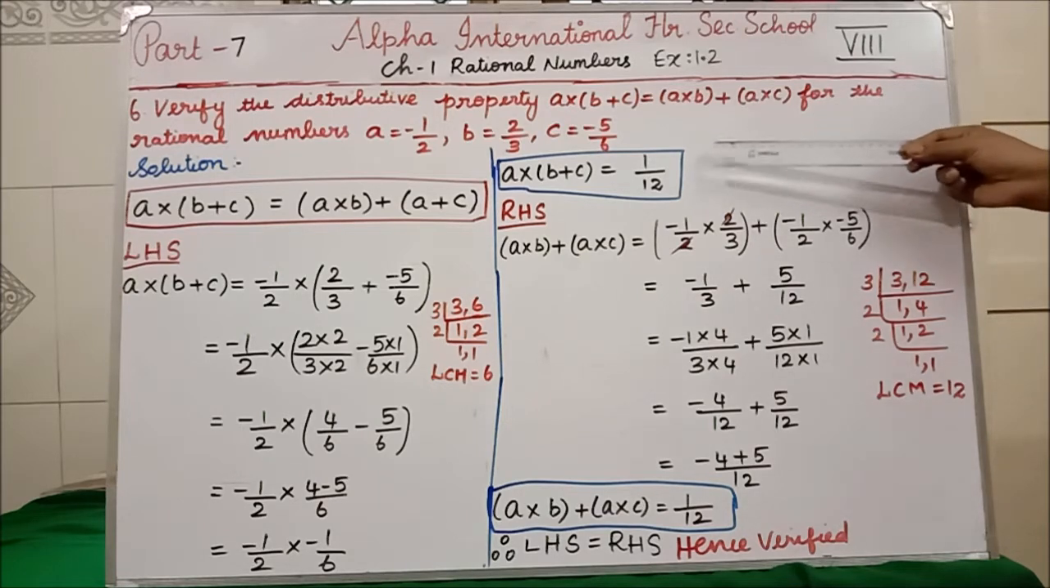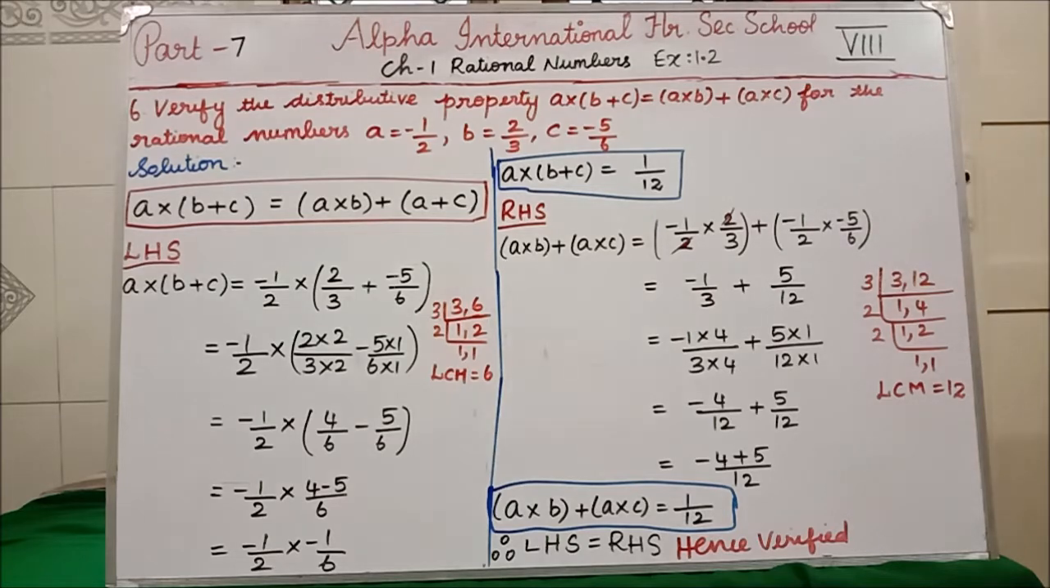Clear? Now see our LHS. What is the answer we have got? 1 divided by 12. For RHS, what answer have we got? 1 divided by 12. Therefore, LHS is equal to RHS. Left hand side is equal to right hand side. Clear? Therefore, we can write in the last line, hence verified. After LHS equals RHS, in the next line you have to write hence verified. Below you have to write it. Since I don't have space, I have written it here. Clear, students, all of you? Clear, all of you, the sixth problem? Next, we'll see the seventh question.